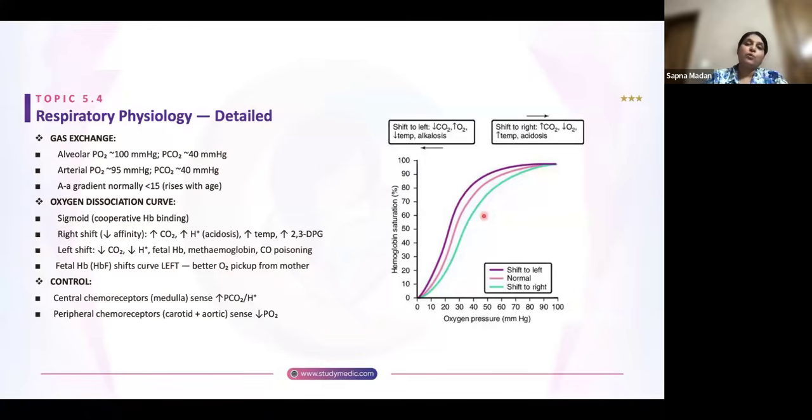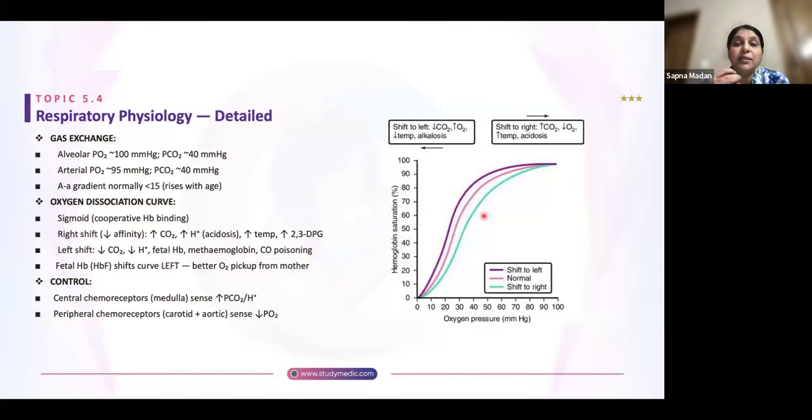On the other hand, when it goes to the lungs, okay, in the lungs, the alveoli have high oxygen pressure, their CO2 is low, and they are not in an acidotic state. So the curve will now shift towards the left. Okay, when it shifts towards the left, that means it will take up more oxygen from the lungs. Okay, this is the basis for the Haldane's phenomenon.